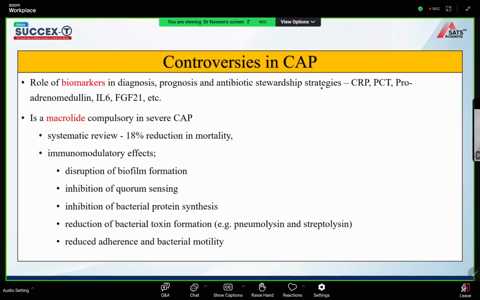And are macrolides compulsory in severe CAP? Like in the 2019 ATS/IDSA guidelines, there was a stress on macrolide combination therapy, because there was a reduction in the mortality rate to 18% in a systematic review. That is possibly hypothesized to be for the following reasons: disruption of biofilm formation, quorum sensing, protein synthesis inhibition, toxin production inhibition, as well as reduction of adherence and bacterial motility. Quorum sensing is nothing but the communication between the bacteria in relation to the cell density.